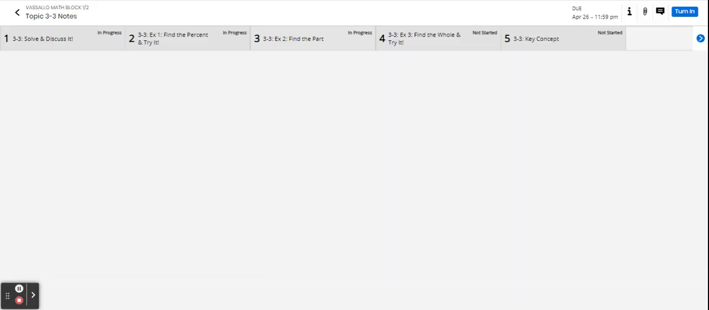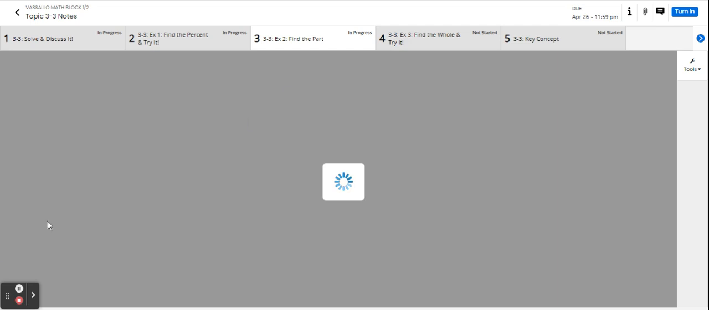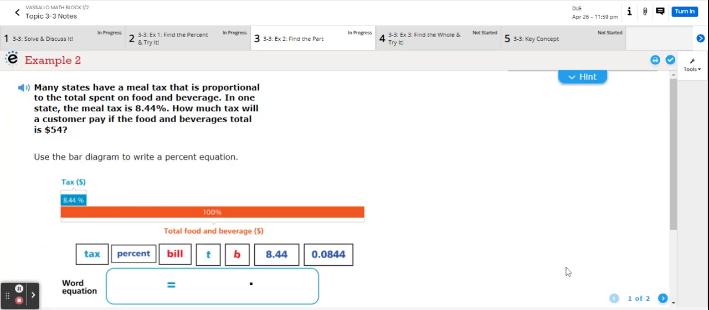Next one, we're going to find the part. Okay, many states have a meal tax that is proportional to the total spent on food and beverage. In one state, the meal tax is 8.44%. How much tax will a customer pay if the food and beverages total is $54?